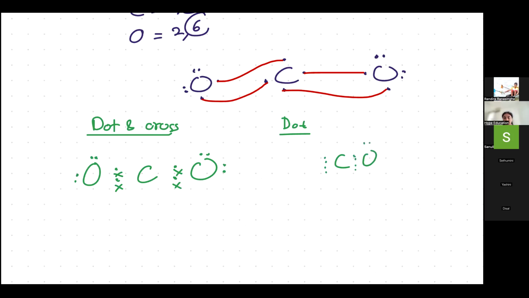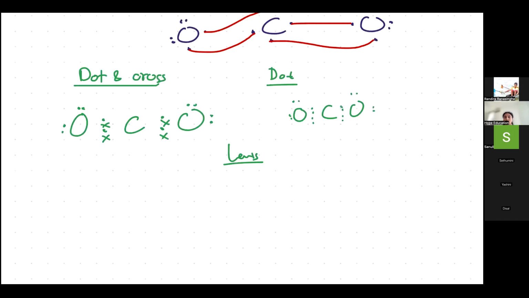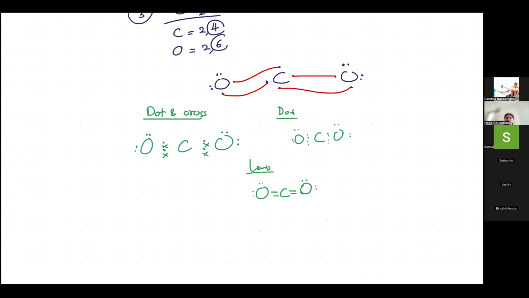Lone pairs like this. If you take the Lewis diagram, lone pairs are in dots, bonds are in lines, like this. Is this clear to all of you? Okay.